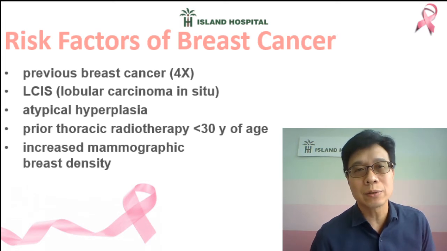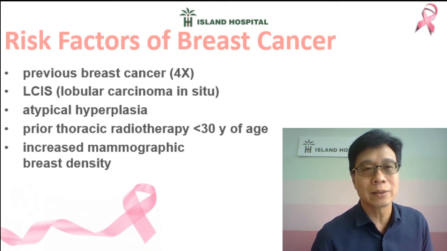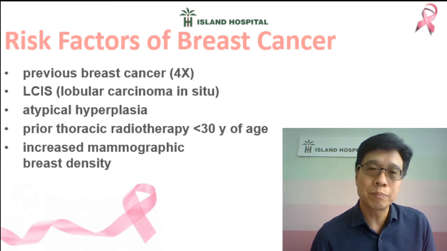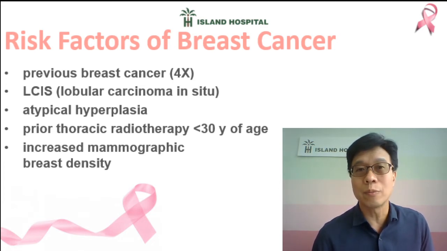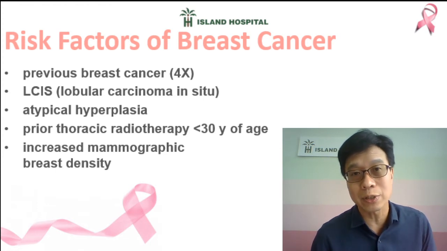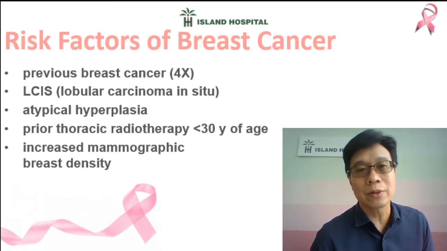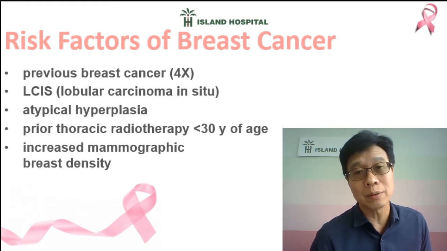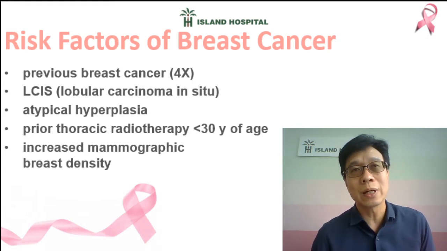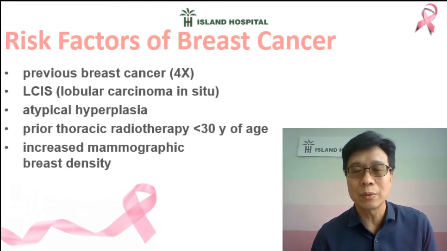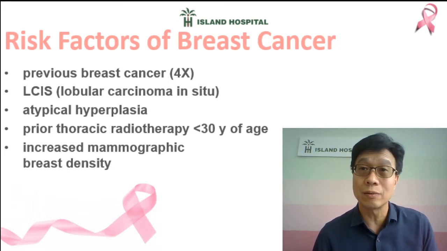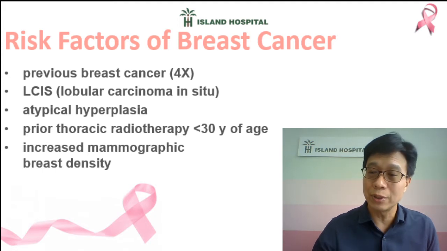Certain conditions of the breast will also increase the risk of breast cancer. One being a patient with a previous breast cancer, they are 4 times more likely to develop another breast cancer in another part of the breast. Conditions such as lobular carcinoma in situ, LCIS, which I will discuss a little bit further, atypical hyperplasia, patients who had received thoracic or chest wall radiotherapy below the age of 30, and those who had done mammogram and showed increased breast density on mammogram will be at increased risk of breast cancer.